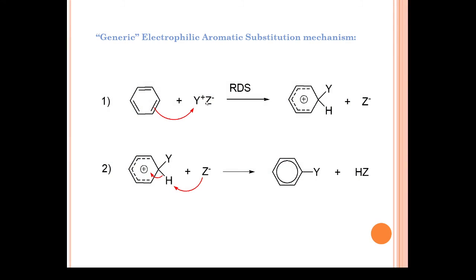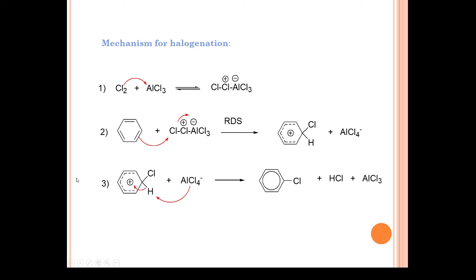The first step, the pi electrons attacking the electrophile, is the rate determining step. That's what RDS is. Once this is going, then boom, the nucleophile is going to go in and rip that hydrogen off, and we are going to reestablish aromaticity. Okay, so let's look at some different mechanisms.